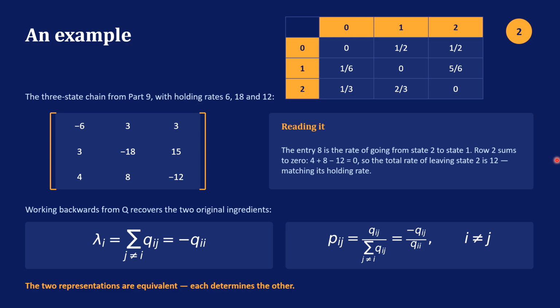So the two representations are equivalent. If you give me the states, the transition probabilities, and holding rates, I can write down the Q matrix. And if you give me the Q matrix, I can recover the transition matrix and the holding rates. So this is a little bit more succinct because you have everything in one place. If you use this form, you have the transition matrix and then you have the rates written off somewhere else.